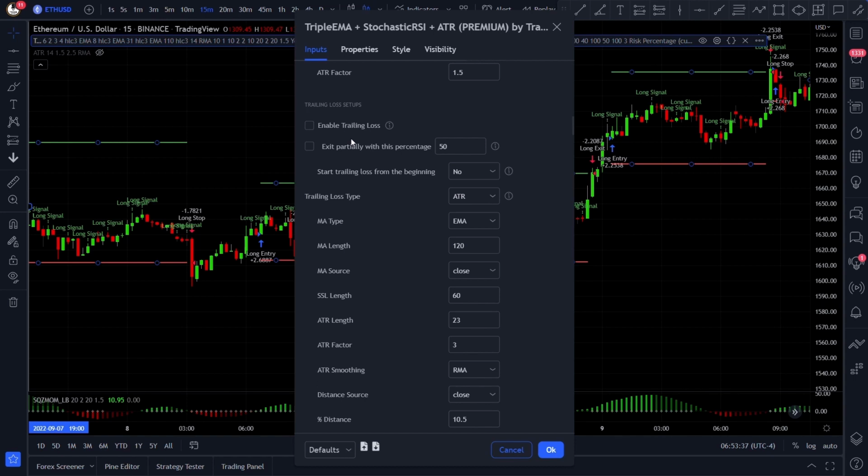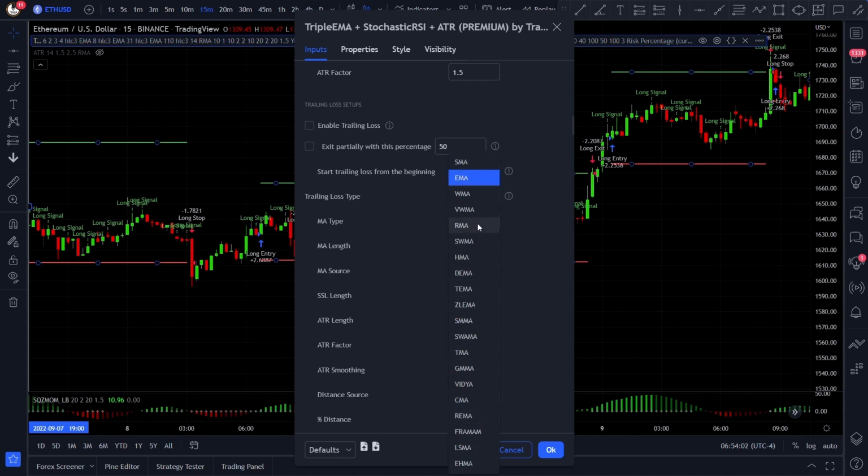If you want to use a trading stop loss, you can choose from 4 different types: the MA or moving average based, the SSL based, the ATR based, or the distance based. First, let's see the MA based type. If you are using this type, you can configure 3 fields: the MA type, the MA length, and the MA source. If you click on the MA type field, a lot of different moving average types will pop up.